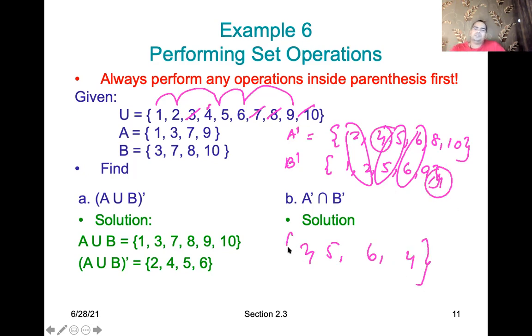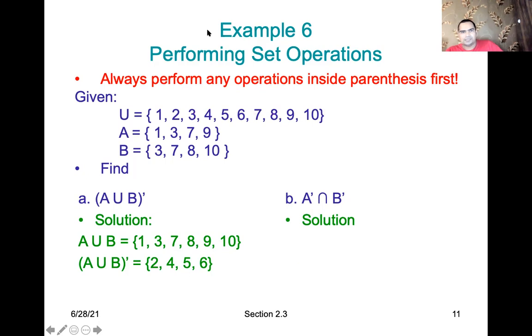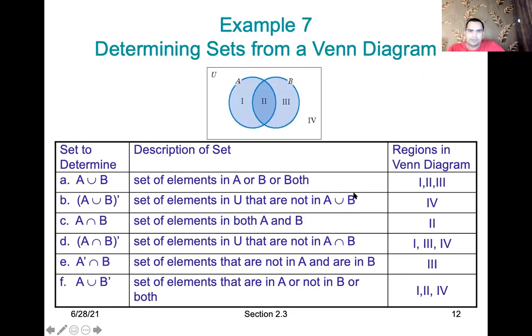So these are going to be the elements in the A complement intersection B complement. So which numbers are common in A complement and B complement. So if I have to represent this on a Venn diagram, basically, it becomes very interesting.